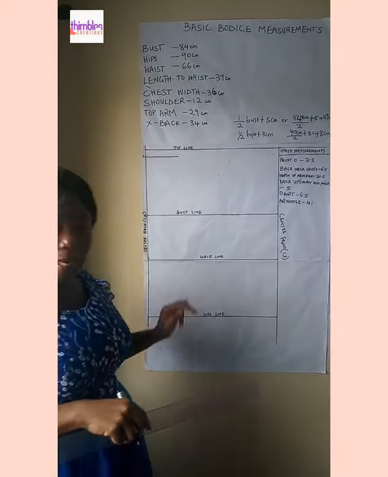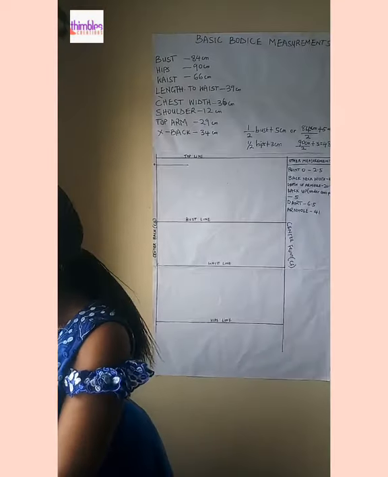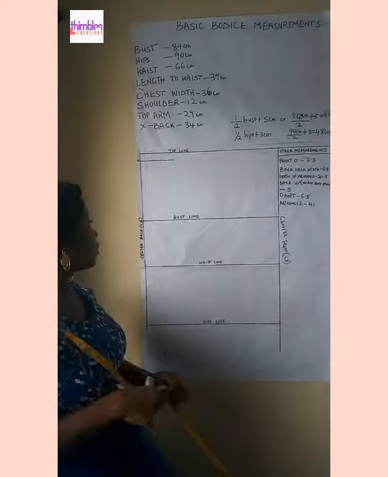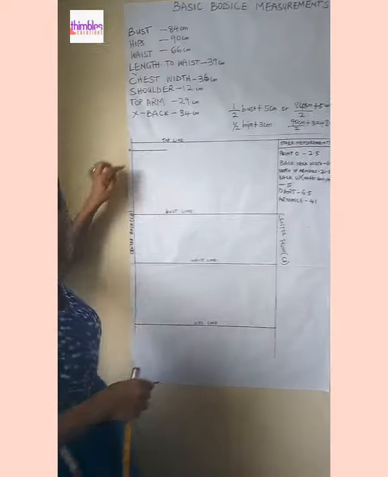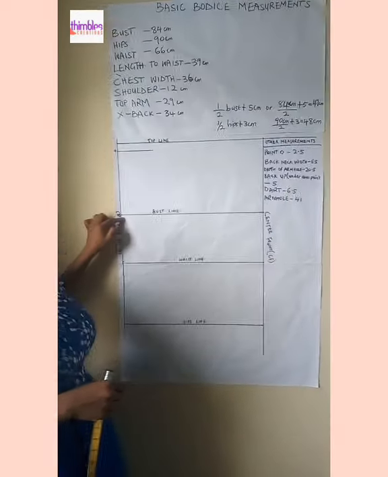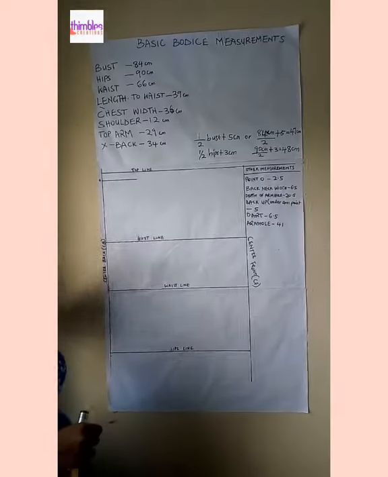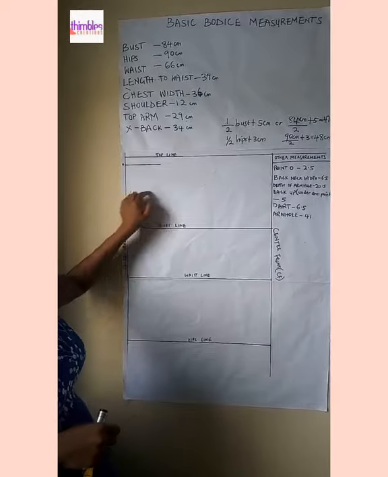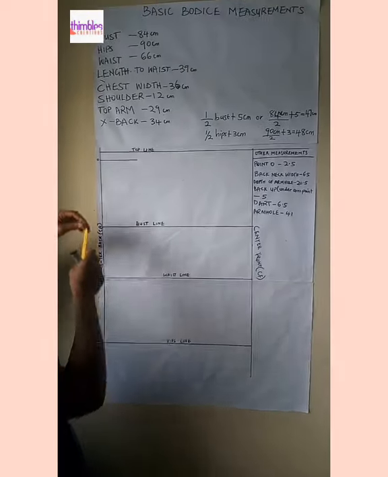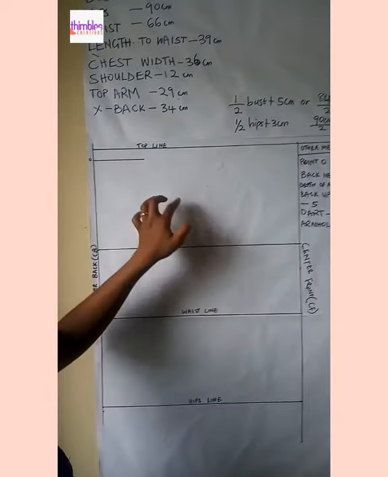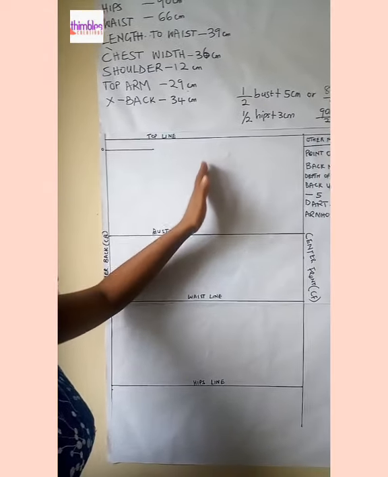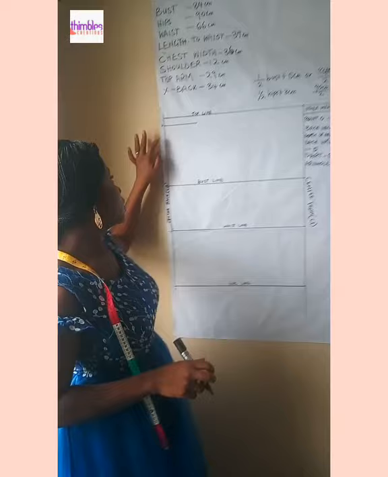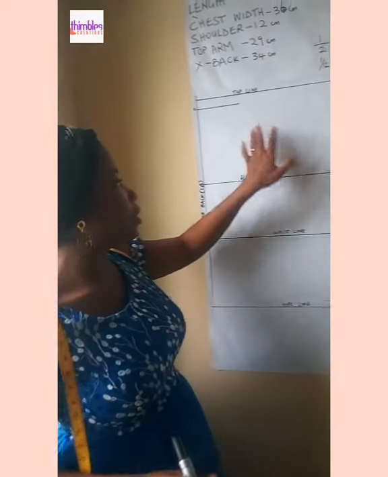Then the next thing is the back line. The back line is halfway between point O and bust line. So when I measure from point O to bust line, whatever it gives me, I divide it by 2 and use that value to take the measurements. When I'm drawing the back line, I'll stop it just about midway across the paper. So the next thing now is to draw the back line.